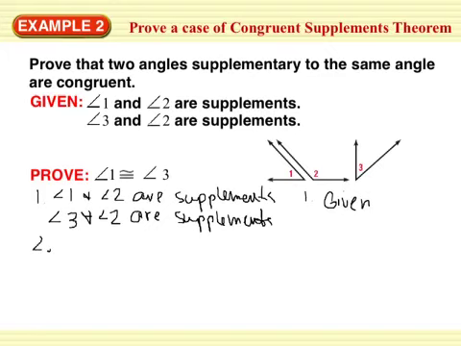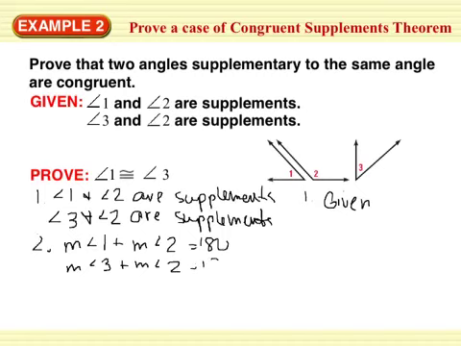We know that when you have two angles that are supplementary, you can add the measure of one and the measure of the other, and you're going to get 180 degrees. So the measure of angle 1 plus the measure of angle 2 equals 180. The measure of angle 3 plus the measure of angle 2 equals 180. And that is the definition of supplementary angles. Okay, the definition of supplementary angles. I think I'm going to have to continue on the next page.